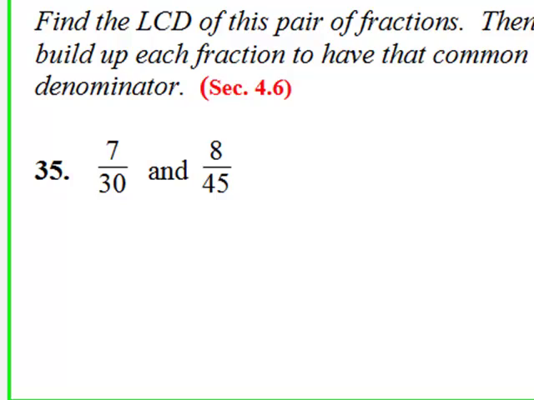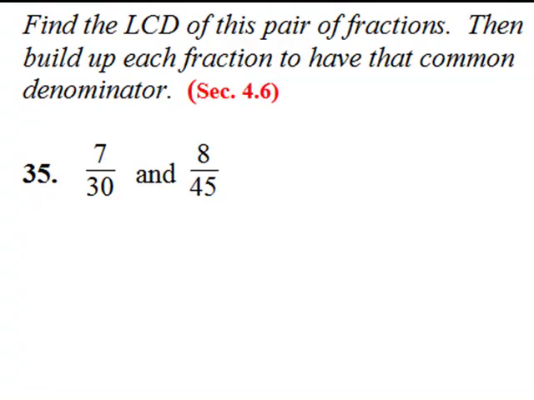Number 35. Find the LCD, that's the least common denominator, of this pair of fractions. Then build up each fraction to have that common denominator. The LCD, least common denominator, is the same as the least common multiple. So we want the least common multiple of 30 and 45. And there are a number of techniques. One is the division technique that we saw previously with the greatest common factor, but it involves actually more than just the common factors.